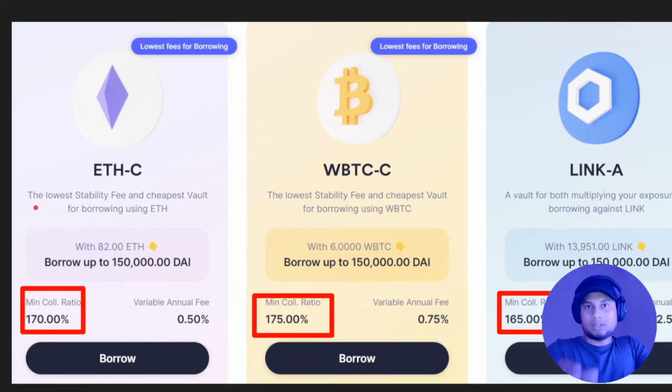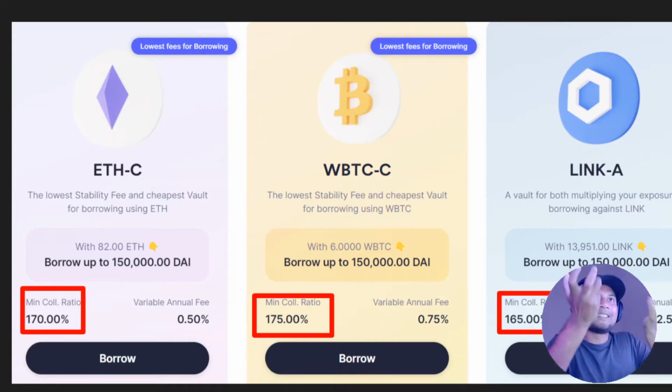I'm sure some of you, or maybe most of you, already know this, but just to revise: in order to mint, you can deposit ETH in this vault and you can mint DAI. But how much? The minimum collateral ratio is 170%. This means you can mint $100 worth of DAI, but you need to deposit $170 worth of Ethereum. So you're adding more and you're getting less.